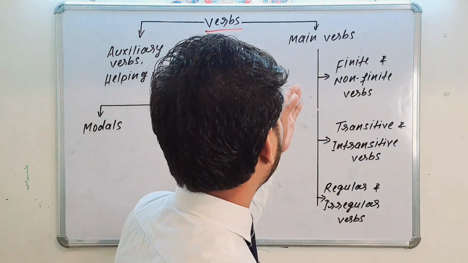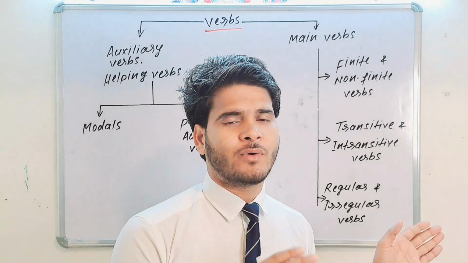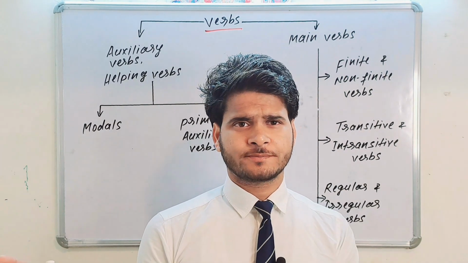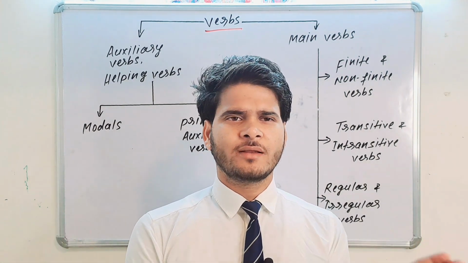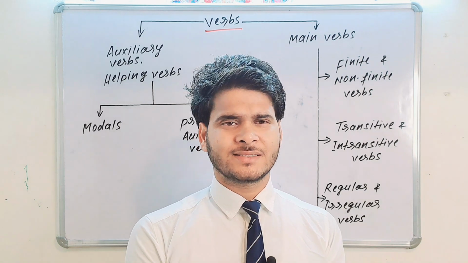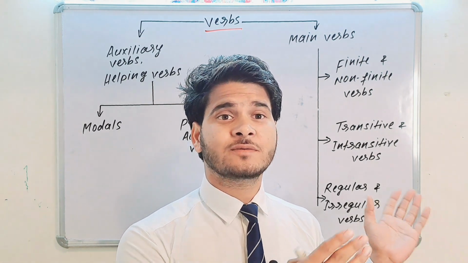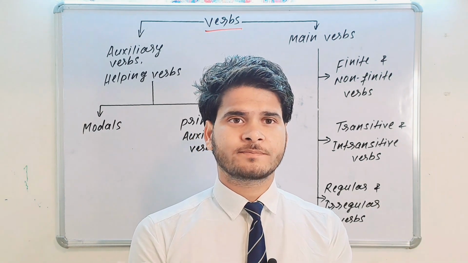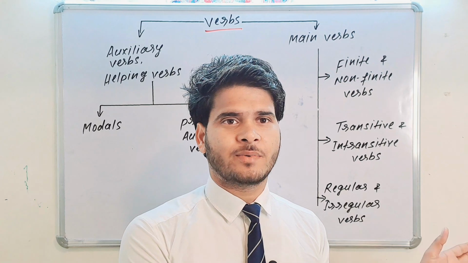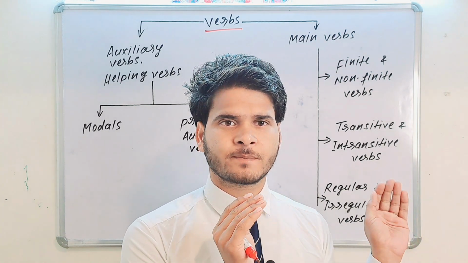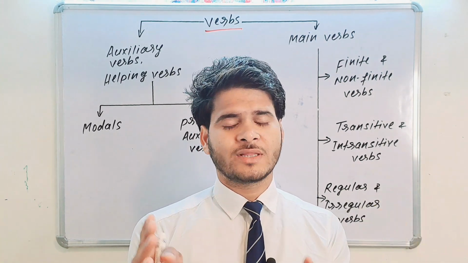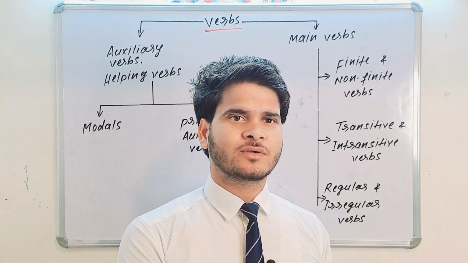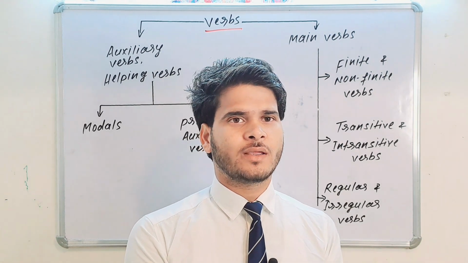Now here understand main verb. Okay, main verb. What is main verb? Here see, like Ram is going to school. Here in this sentence, Ram is, what is? That is primary auxiliary verbs. Ram is going. Here going is a main verb, in form of go. That is going. Ram is going to school. Here is is primary auxiliary verb and going is main verb.